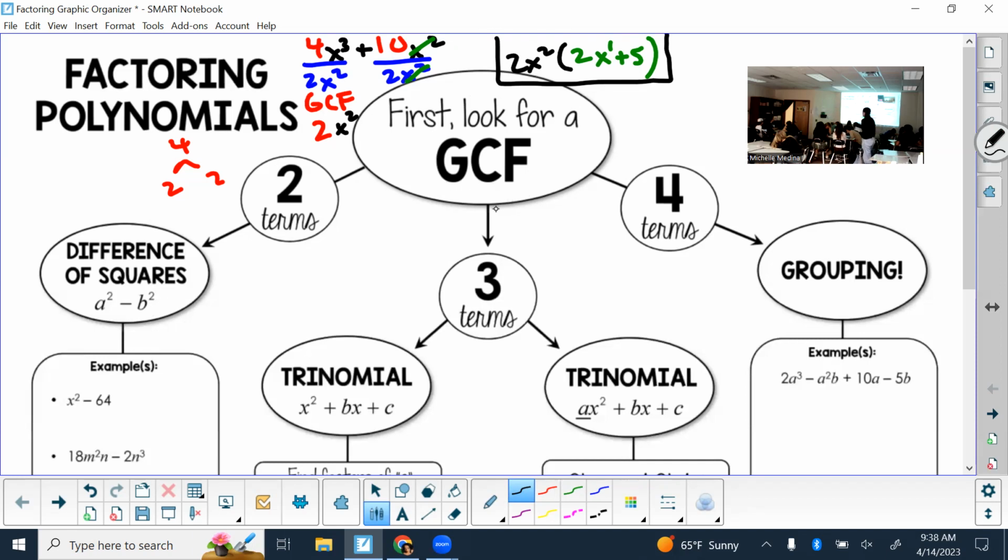We'll spend more time on it. It's more like as we go. But regardless, that's always your first step. So check for a GCF. If you check for a GCF, either factored it out or maybe it doesn't have one, see how many terms you have. So if it's 2 terms, there's only one way to factor if it's a 2-term expression.